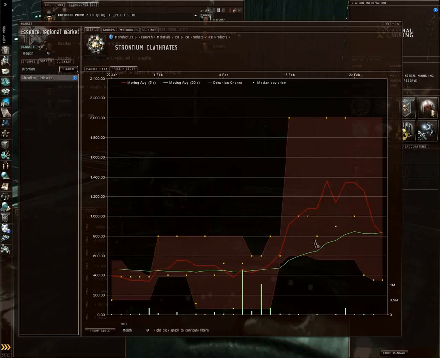So keep your eyes open for these things, and if you're in doubt and really want some advice, ask someone that might know. So good luck with your trades.